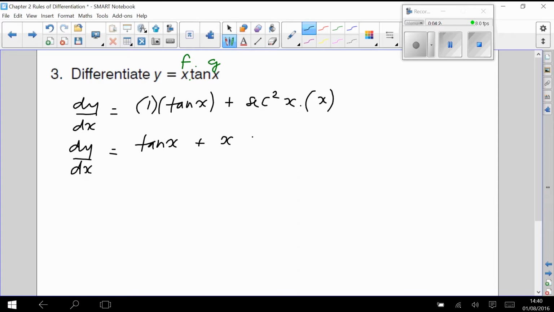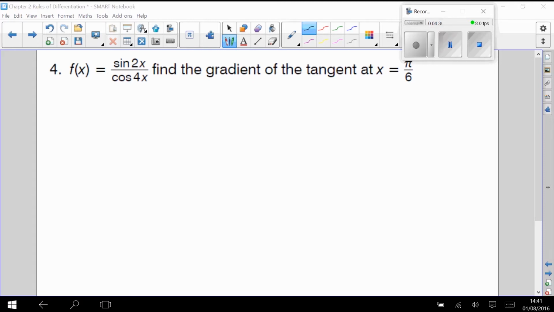So I write x sec squared x. And in question 4, I'm asked to find the gradient of the tangent to my function, which is given by f of x. If I want the gradient of the tangent, I must find the derivative of f of x. As my function is made up of two other functions, one in the numerator and one in the denominator, I need to use my quotient rule.